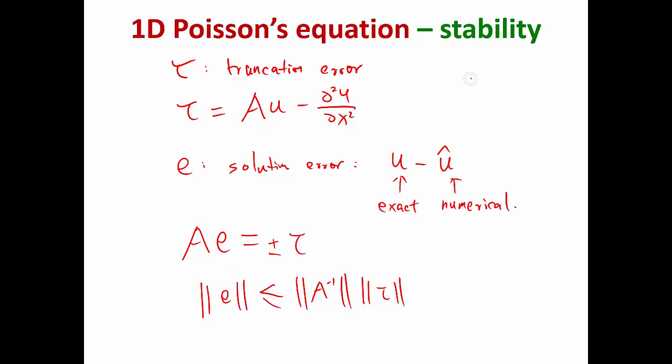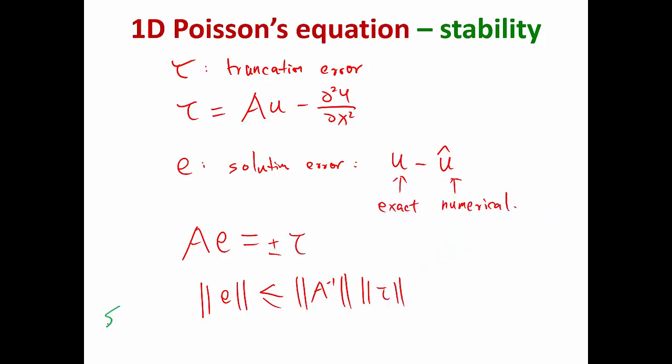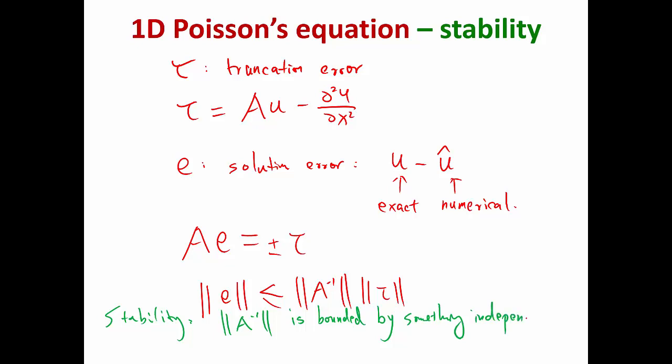So the stability we have been trying to analyze means the norm of A inverse is bounded from above by something independent of delta x. Okay, that's the stability we want.